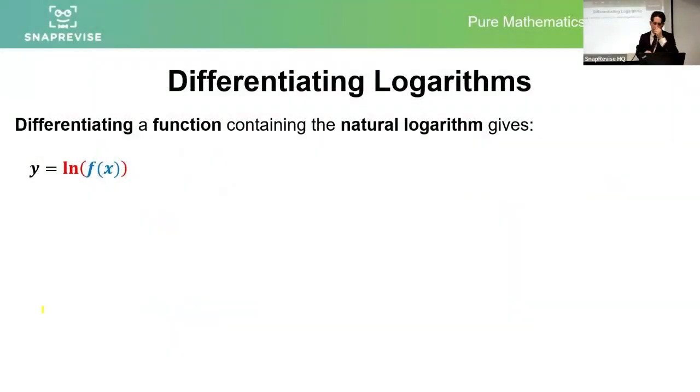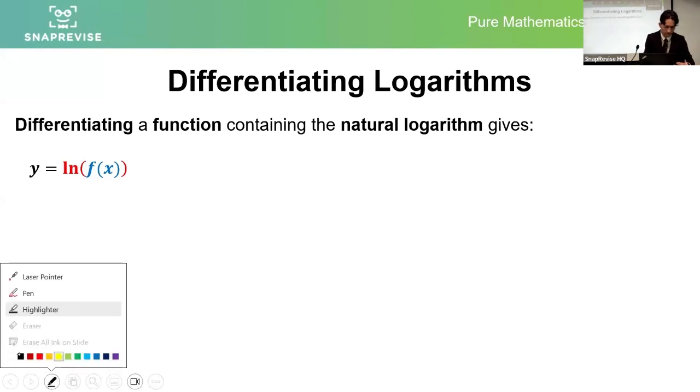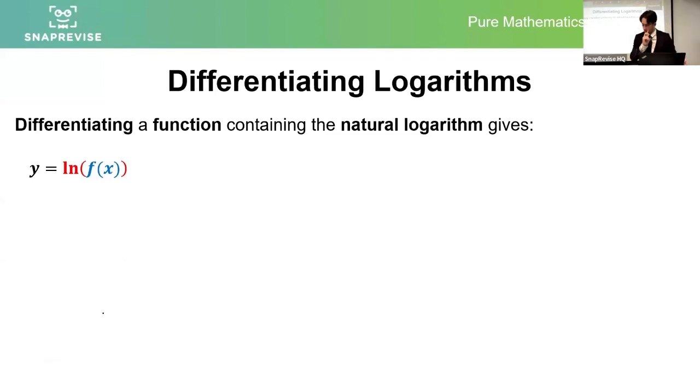So differentiate the function with a natural log. Now, this one is specific to chain rule. So, oh no, I'm on the highlighter. It's the wrong pen. Here we go.